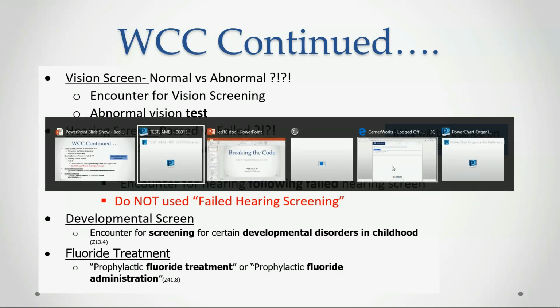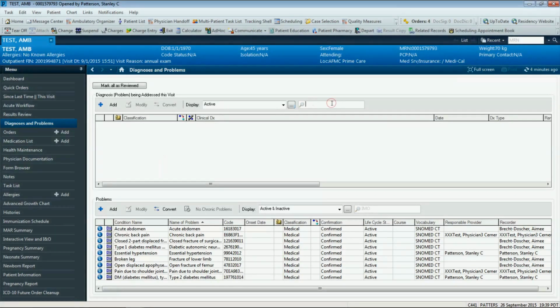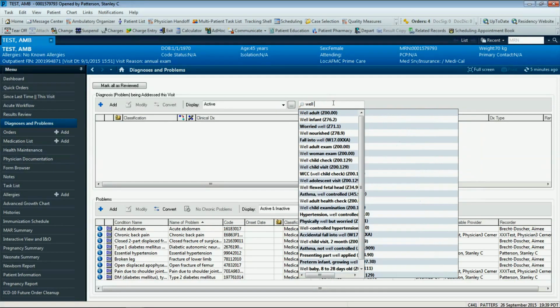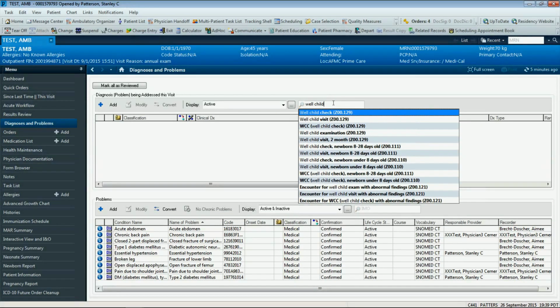So I just want to show you real quick. So we have a well newborn. So once again, there's the 8 to 28 days old. There's the under 8. Okay. And that's just for newborn. Otherwise, it's just your well child. There's your well child check visit.